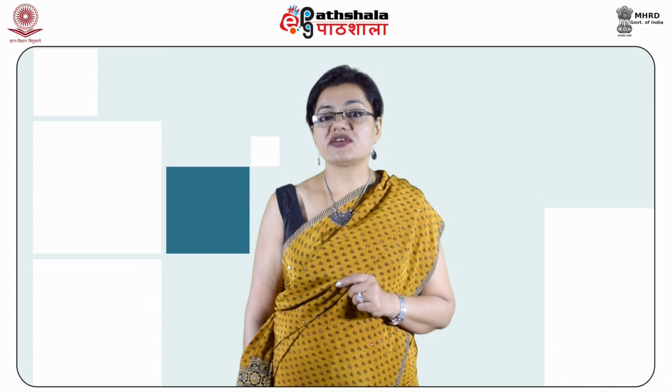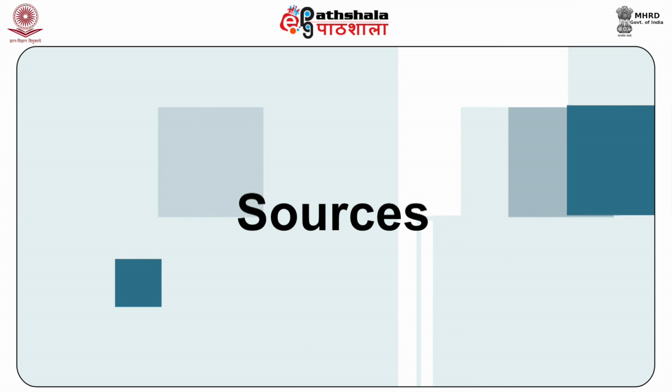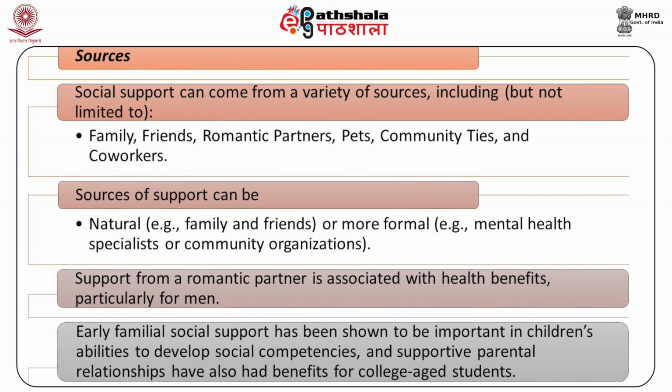Two main models have been proposed to describe the link between social support and health: the buffering hypothesis and the direct effects hypothesis. Gender and cultural differences in social support have also been found. Let me begin by talking about the sources. Like I said, social support can come from a variety of sources, including but not limited to the family, friends, romantic partners, pets, community ties, and co-workers.